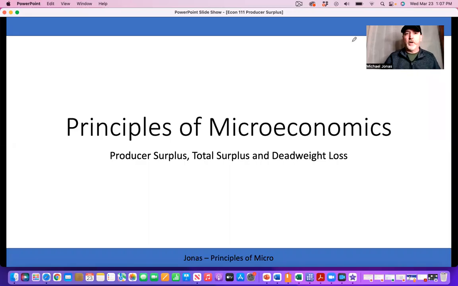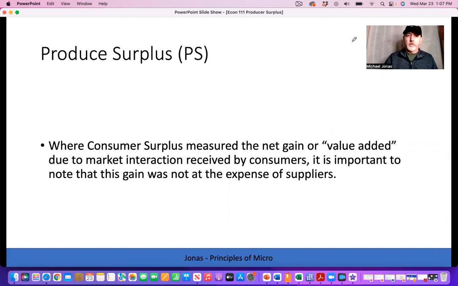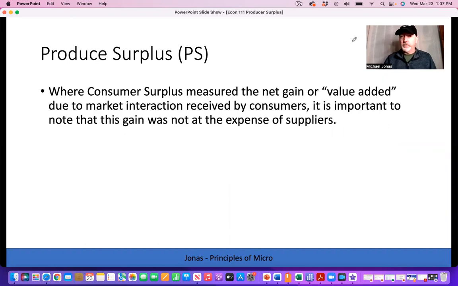All right, so we're going to talk about producer surplus, total surplus, and deadweight loss in a market equilibrium scenario. So first off, we've already talked about consumer surplus, right? And we said that was the dollar value gain to consumers from having access to a particular product at a particular price, right? So it's the summation of the difference between what we're willing to pay and what we have to pay for the products that are consumed.